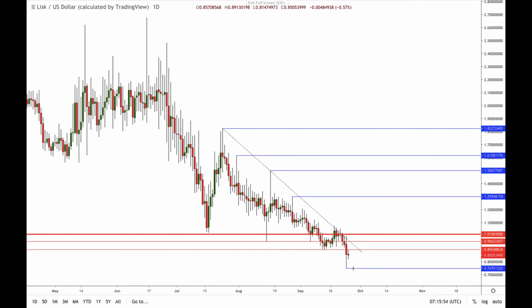So to resume my whole analysis, the trend is down. There is no sign of any kind of trend reversal. We are below the trend line and below the zone of technical resistance mentioned before. So right now the only direction for Lisk is still to the downside, targeting 50 cents for Lisk.